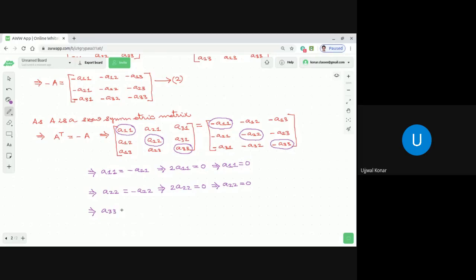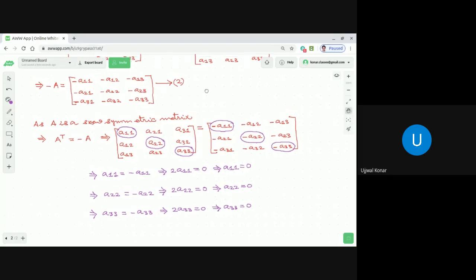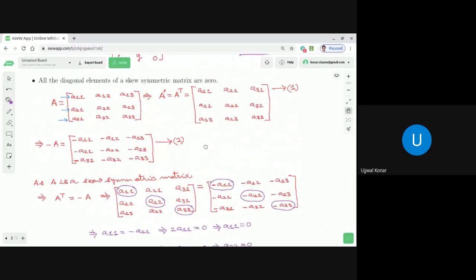A33 should be equal to minus A33. So this implies 2A33 is equal to 0. This implies A33 is equal to 0. So what we see, dear students, is that A11 equals 0, A22 equals 0, A33 equals 0. That means in the original matrix A, all these elements A11, A22 and A33 are 0.